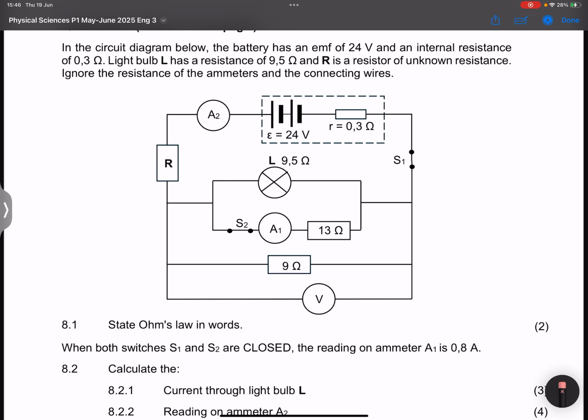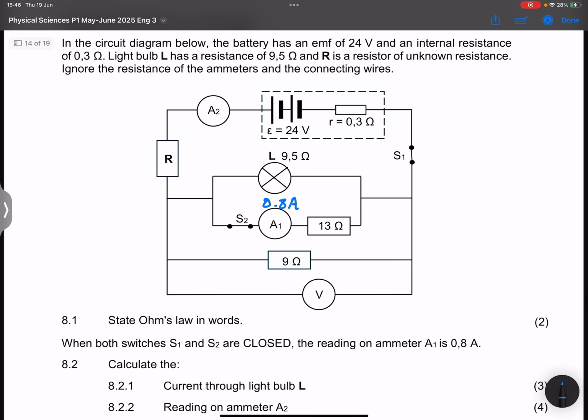So they say to us, when both switches S1 and S2 are closed, the reading on ammeter A1 is 0.8 amperes. So let's go and check. Where is A1? A1 is the ammeter reading over here. So they said 0.8 amperes. Now they say to us, calculate the current through light bulb L.